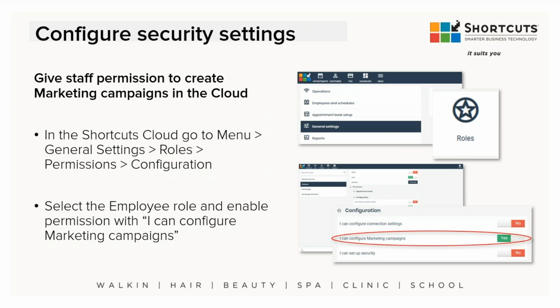So in that, if you're in the cloud, if you go to Menu, General Settings, Roles, and Permissions, there's actually a row that says Configuration. When you click on that row, there's a little yes/no slider button that says I can configure marketing campaigns.